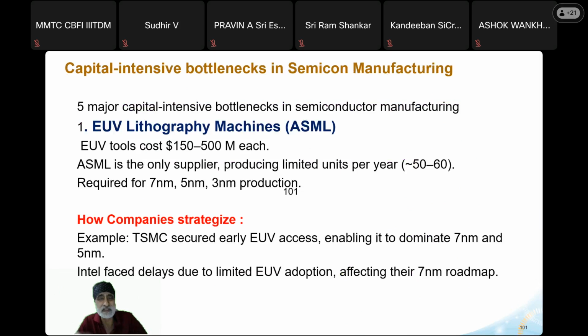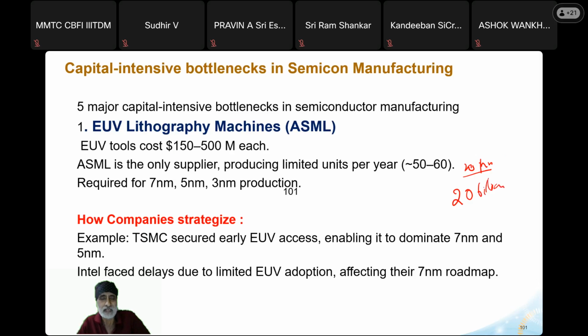It's very capital intensive. Making a fab basically requires a lot of funds. If you have to make a fab below 20 nanometer, a digital fab, you will need at least $20 billion as the budget. And for an analog fab, $5 to $10 billion are needed.